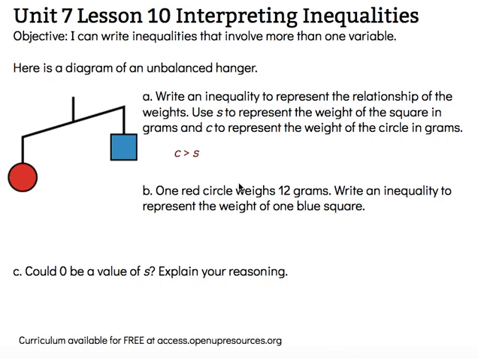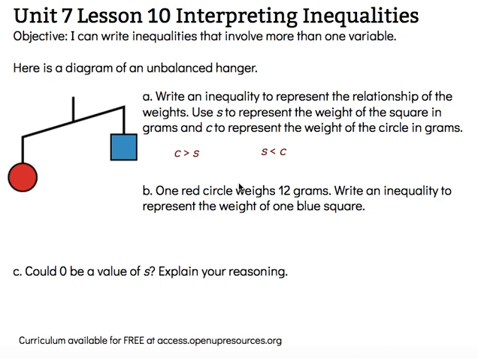But I can also consider this diagram and think about the square first. I could say the weight of the square is less than the weight of the circle. So using those variables again, I would write S is less than C.